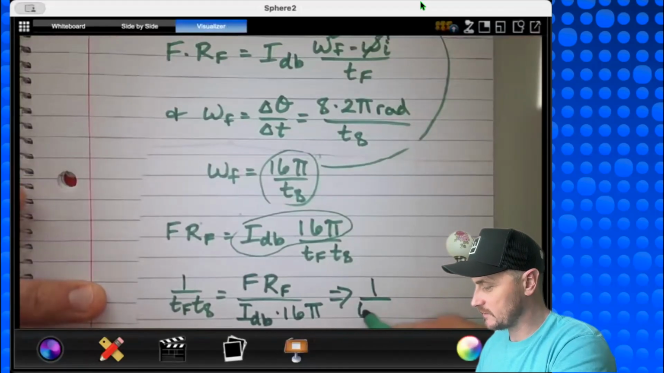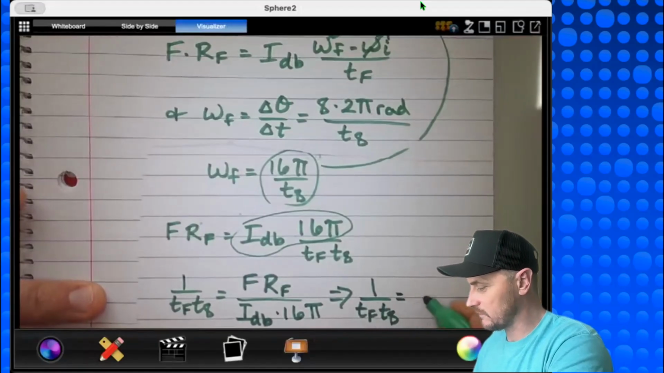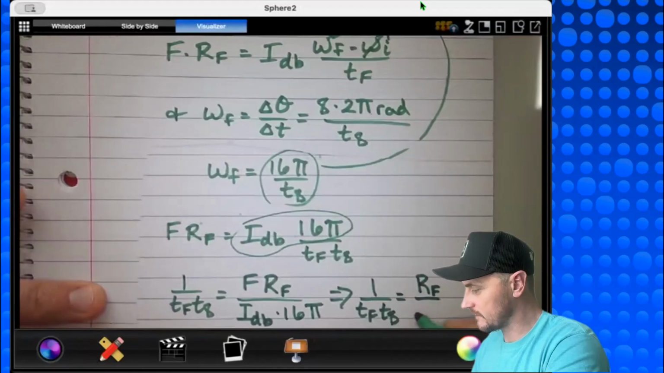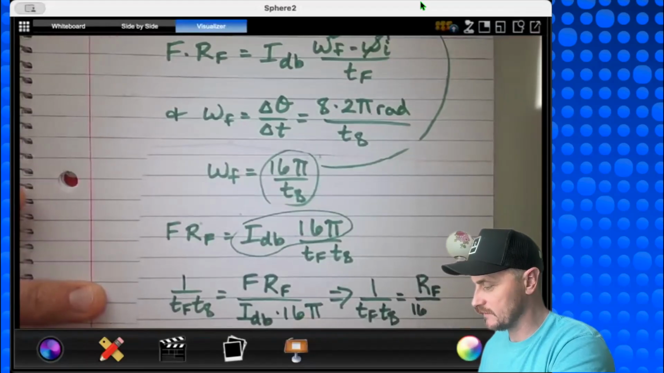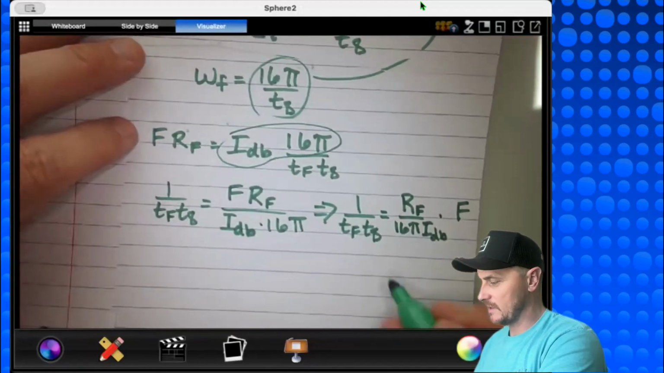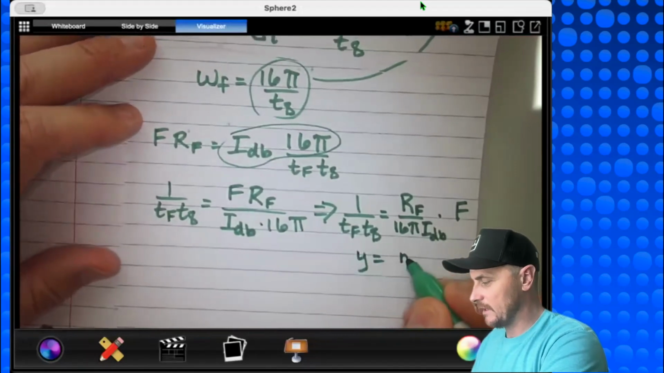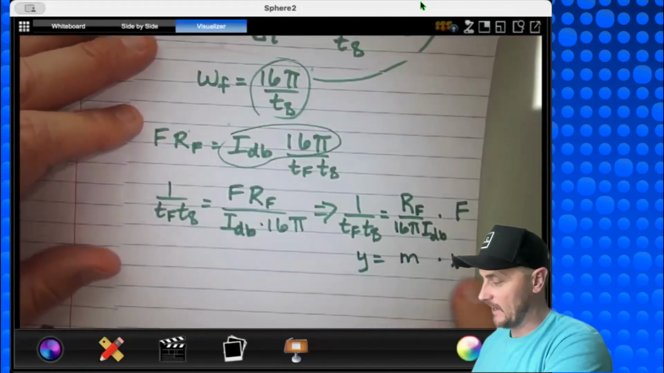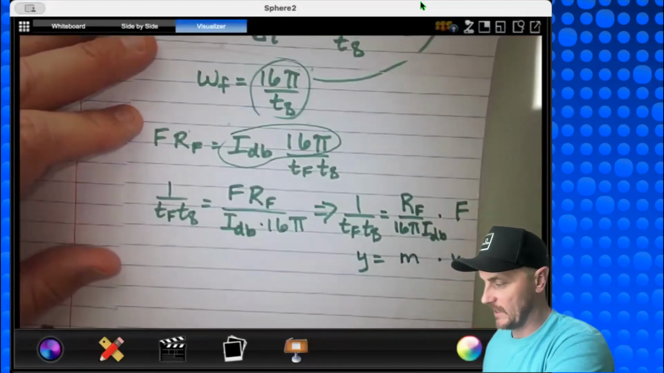And one more time, just to show you what I'm really getting at, I'm going to say 1 over T_F times T_8 equals R_F over 16 pi, and I'll move my constants to the front, I_DB times F. What did I just do? I said that y is equal to mx, right? I have to put F on the x-axis. They told me I had to do that.